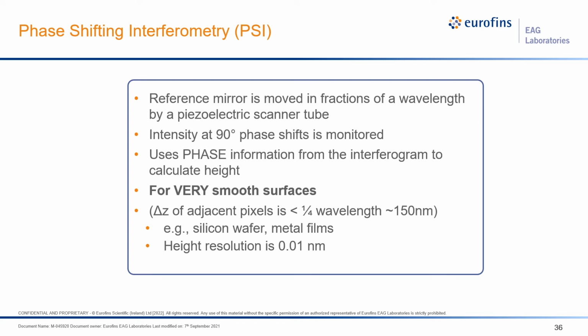Then, by mathematically combining the information from each phase shift, the software calculates the height at each point in the image. Because this mode involves mirror movements of a fraction of a wavelength, it can only be successfully used for samples with height variations of less than a quarter of a wavelength, so something around 150 nanometers. Smooth samples are also best characterized by this mode because it has the better height resolution of sub-angstrom. Representative applications that you use for PSI mode include silicon wafer and thin film roughness analysis.